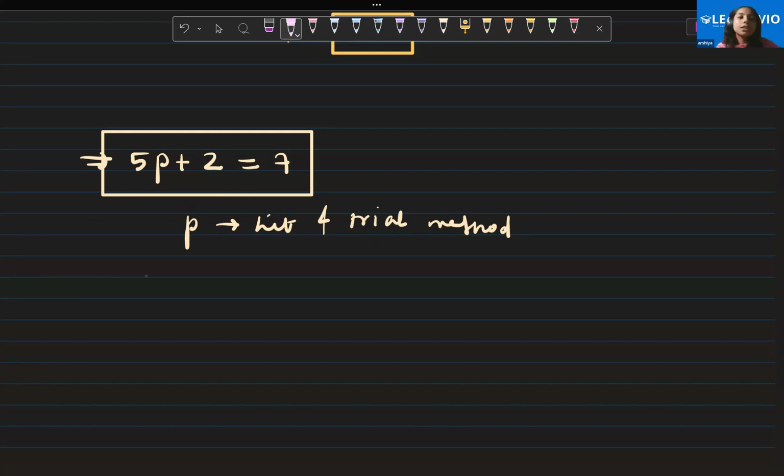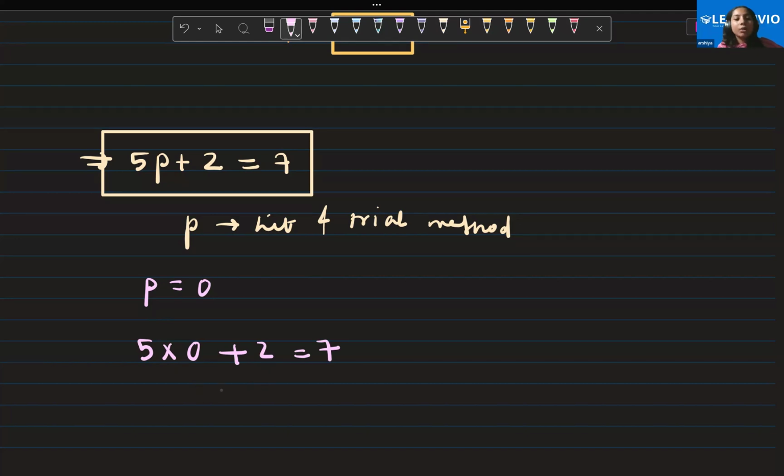Okay, so we will start with 0. Let's say that we are assuming, we don't know it yet, but let's assume that p is equal to 0. So we will put the value as 0. Wherever there's p, we will write 0. So 5p is 5 multiplied by p. So we will write 5 multiplied by 0 plus 2 is equal to 17. Now let's see whether we're getting both the sides equal.